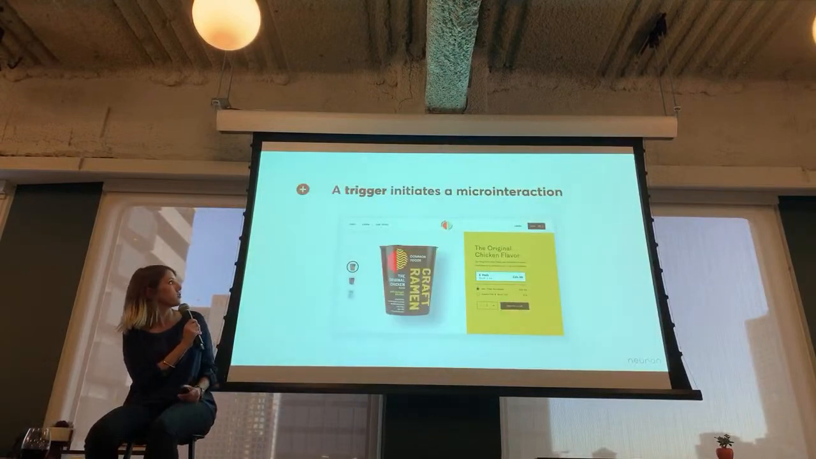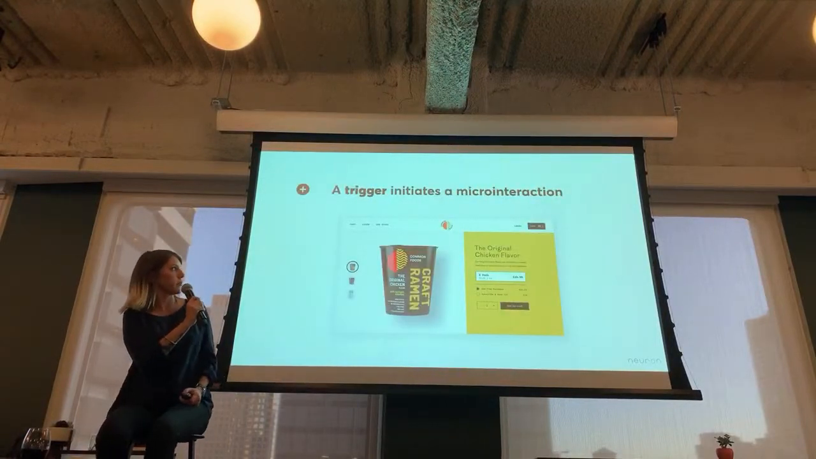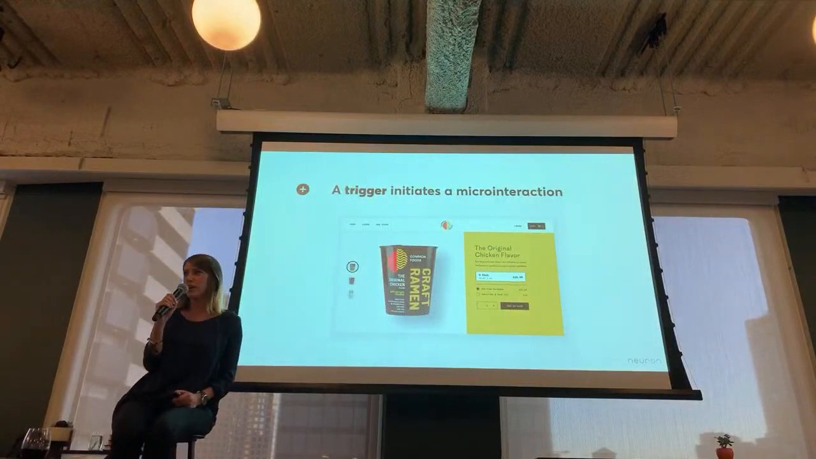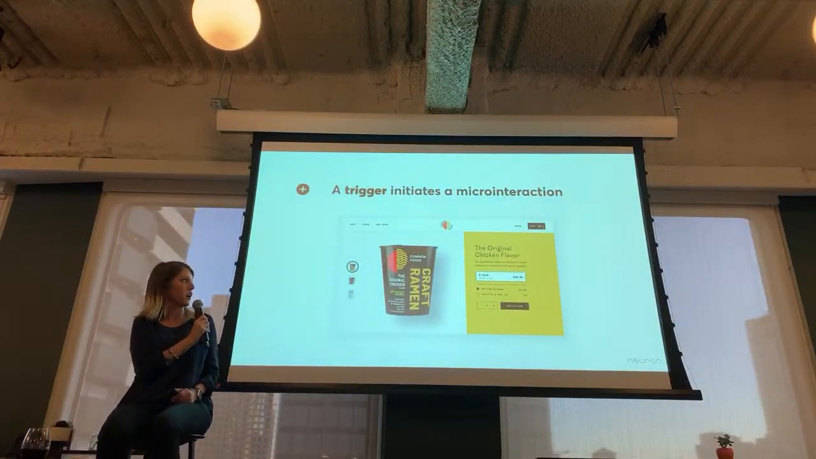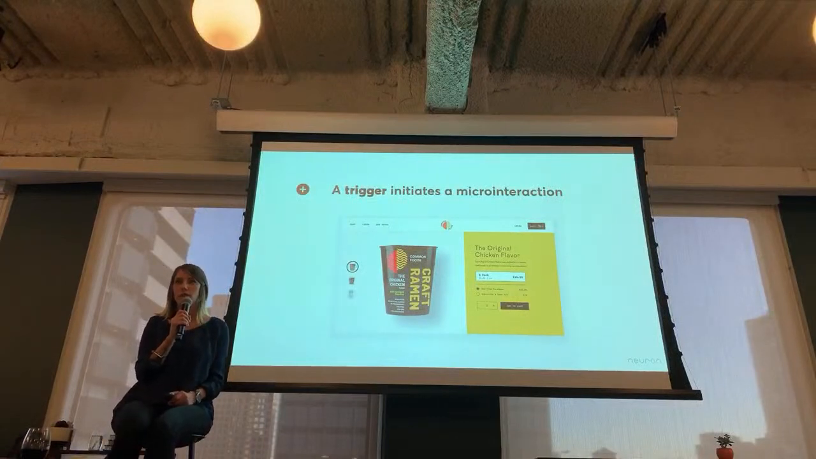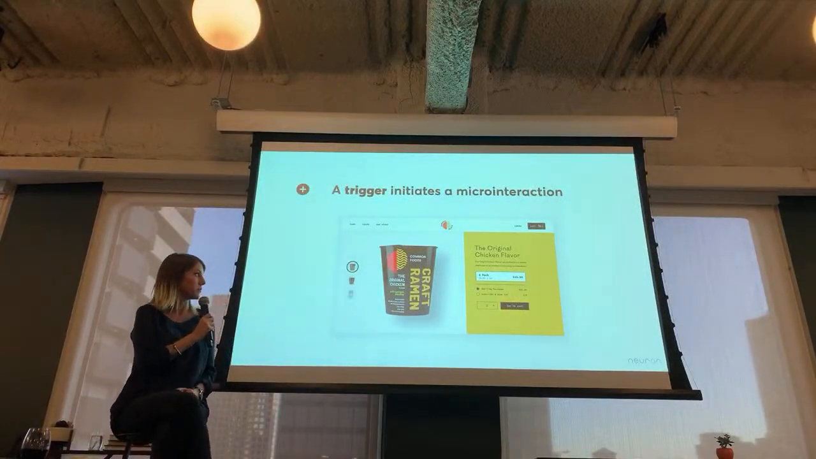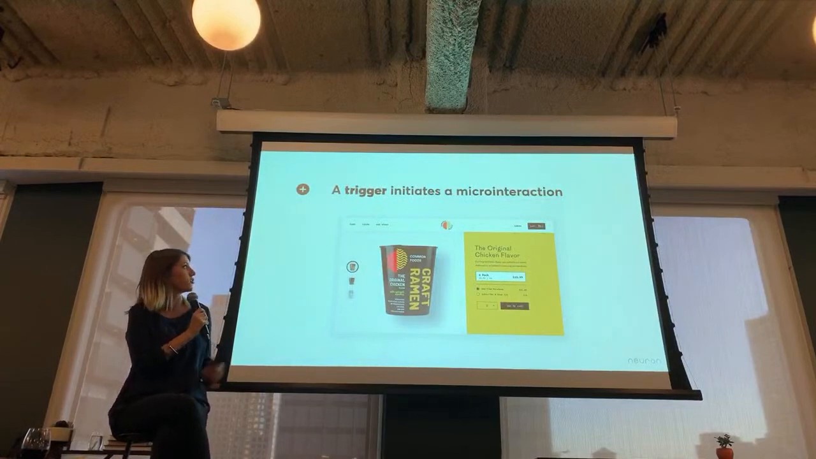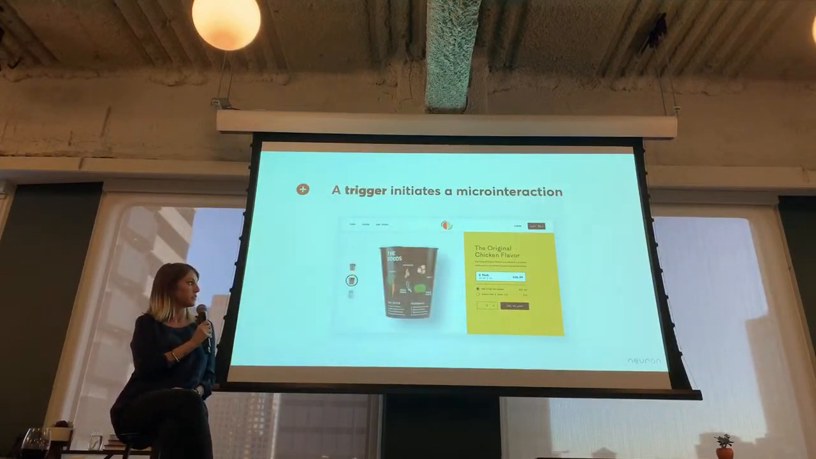So the first is a trigger. So I'm going to use this example from this Common Foods website. Someone designed this really awesome little interaction that they actually don't use, probably because it was going to cost too much to implement. But the trigger in this case is the add to cart button. So if you watch what happens when they click add to cart, it's triggering something.